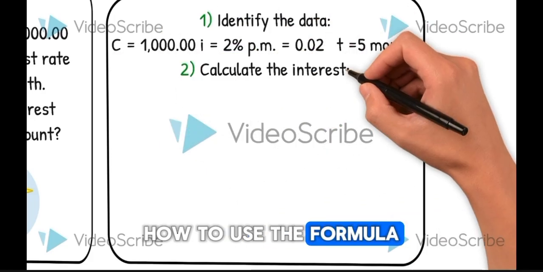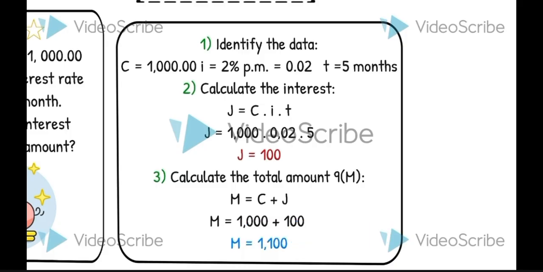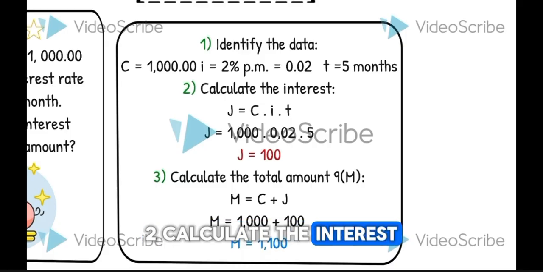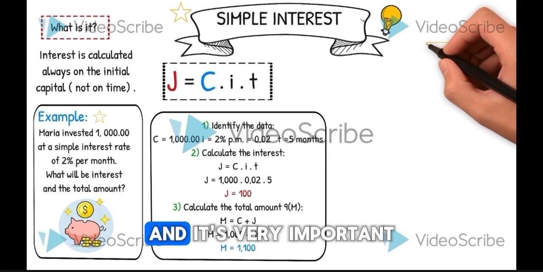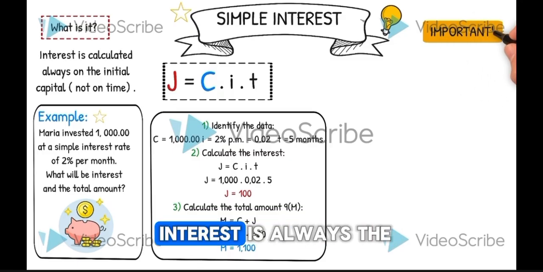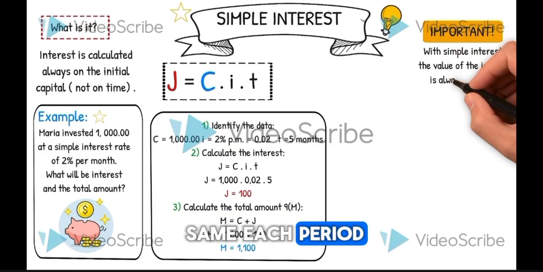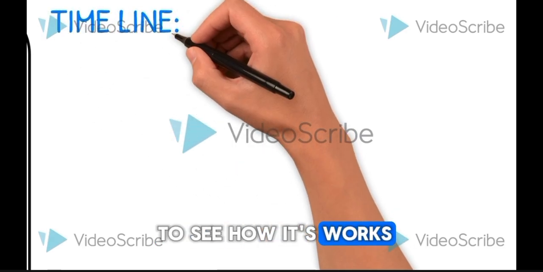How to use the formula? 1. Define the data: C, I, and T. 2. Calculate the interest. And 3. Calculate the total amount. And it's very important: with simple interest, the value of the interest is always the same each period. Now see a timeline to see how it works.